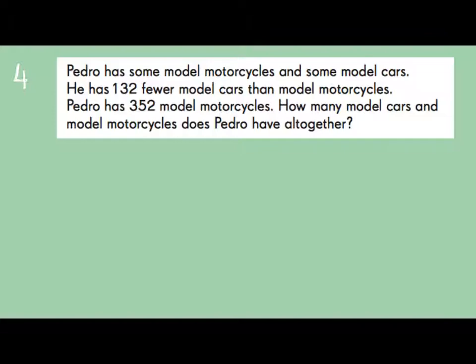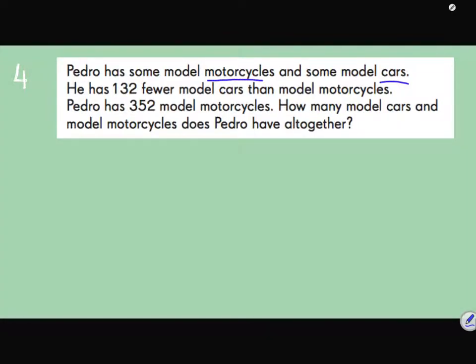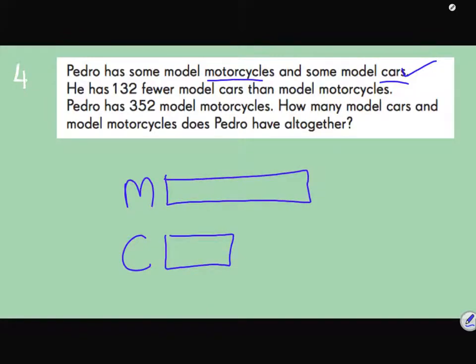Pedro has some model motorcycles and some model cars. So it looks like my variables are going to be motorcycles and cars. He has 132 fewer model cars than motorcycles. So he has fewer cars than motorcycles, so my bar for cars will be smaller than the one for motorcycles. And since he has 132 fewer cars, that must mean that he has 132 more motorcycles, like we talked about in class.